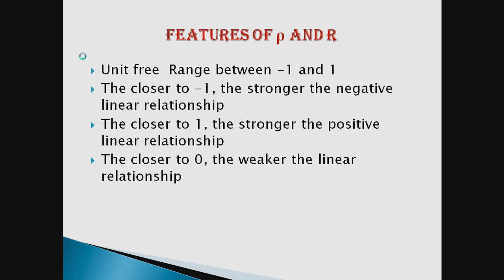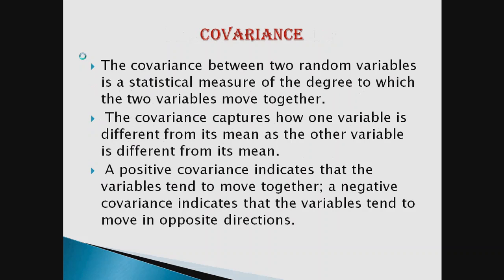When the correlation coefficient is closer to 0, there is a very weak linear relationship or no relationship between the variables. So this is how the correlation coefficient is connected with covariance. Covariance between two variables is a statistical measure of the degree to which the two variables move together. It captures how one variable differs from its mean and the other from its own mean.